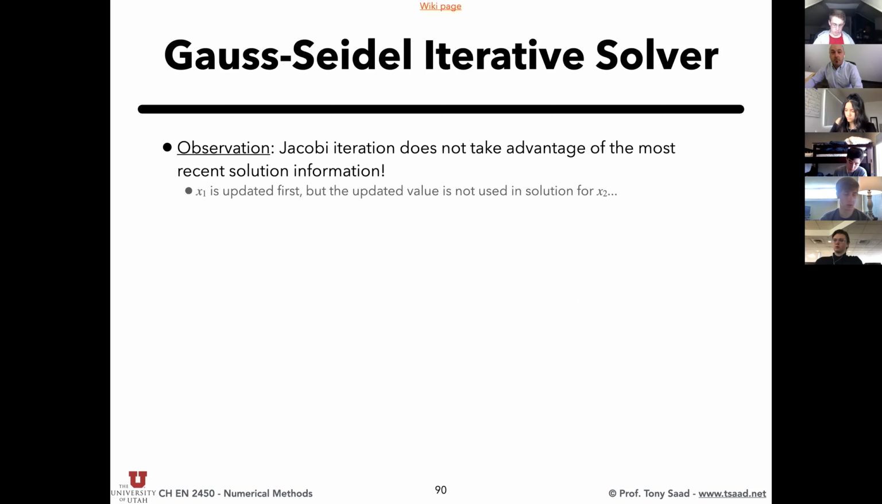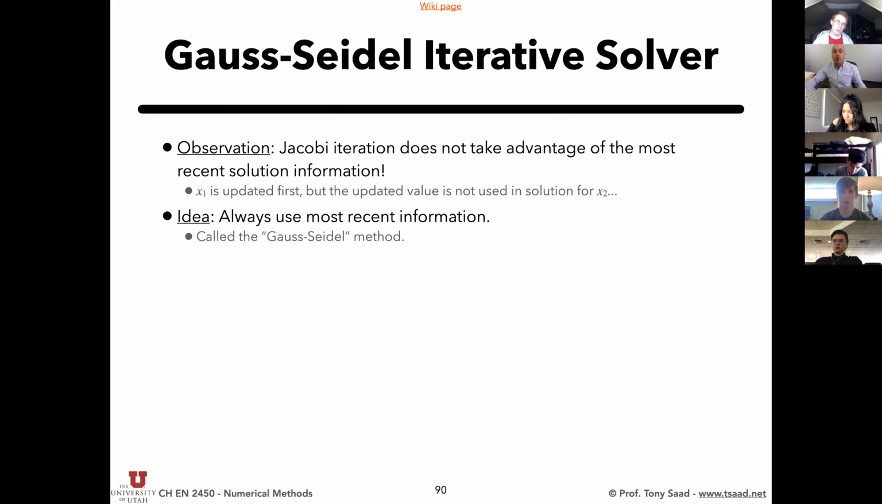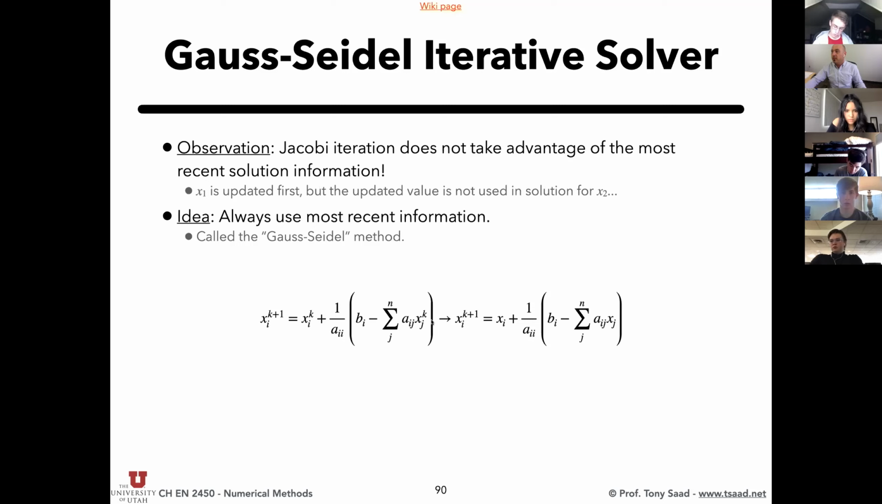So, like I described, the X0 is updated first, and then X1 is going to use X0. Let's use the most recent values. So always use the most recent information. So we're going to take the Jacobi formula, X_i^(k+1) equals a function of X^k. Notice the explicit dependence on k, which is previous. And we're going to knock out those ks.